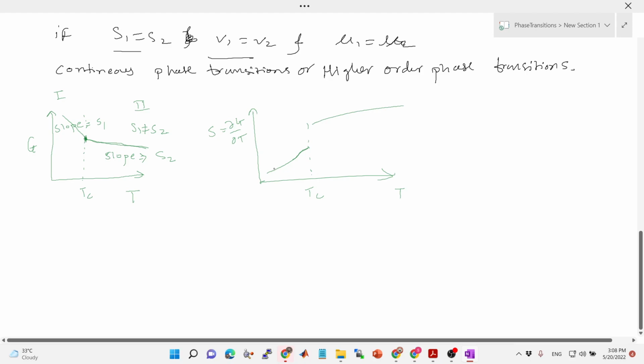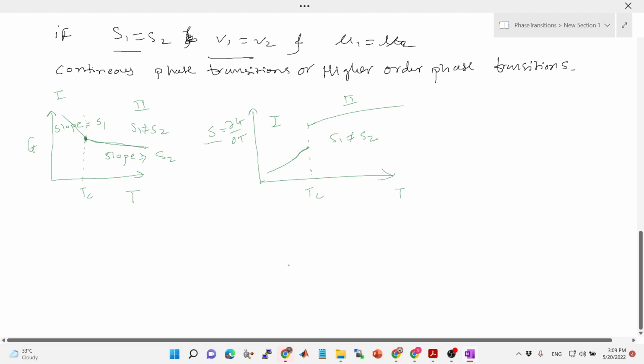This is the variation of entropy as a function of temperature below Tc, and above Tc the variation of entropy with respect to temperature. And this is the transition point where S1 is not equal to S2. So that's the typical first order phase transition. What will happen in a higher order phase transition is that this will be continuous. Okay? There will be no discontinuity. That means S1 will be equal to S2 at the transition point.